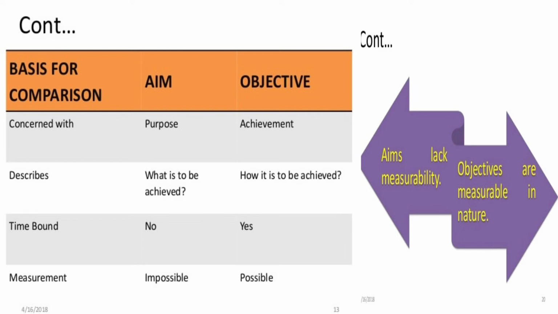Then is there any time for aim? The aim, we have already seen, is a long term, so it doesn't have any time limit. But objectives, take for example, if you have to pass a course within 3 months, means you have to finish that course. That is an objective. Yes, it has a time limit. And measurement, here aim cannot be measured, but objective is measured, and we can see what is your achievement in a particular exam or a particular subject or anything. So aim lacks measurability, whereas objectives are measurable in nature. I hope with this chart you are able to find the difference between aims and objectives of learning science.